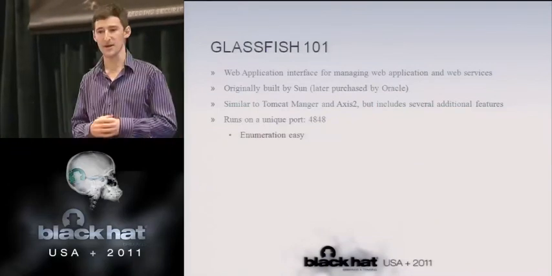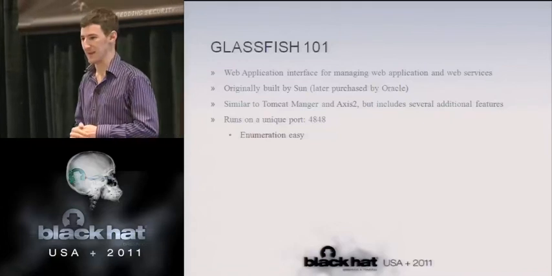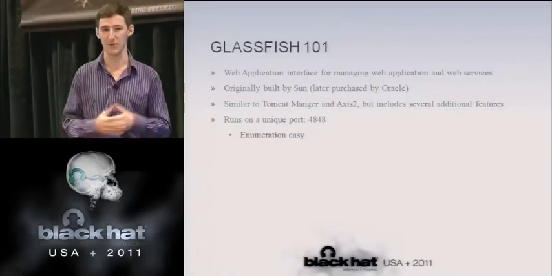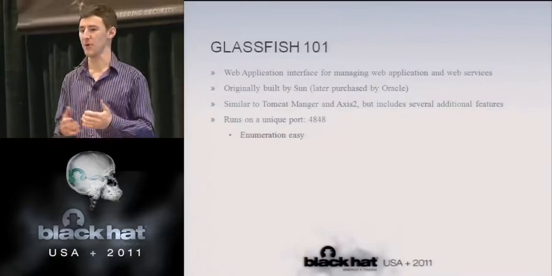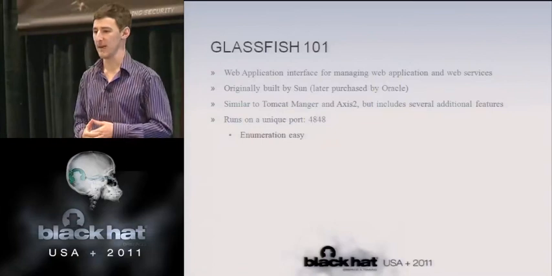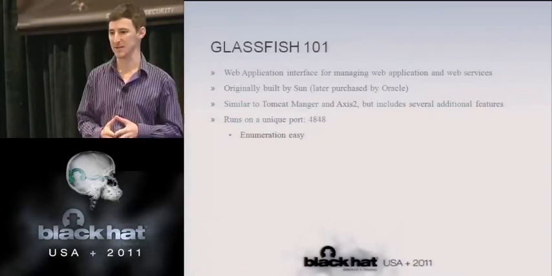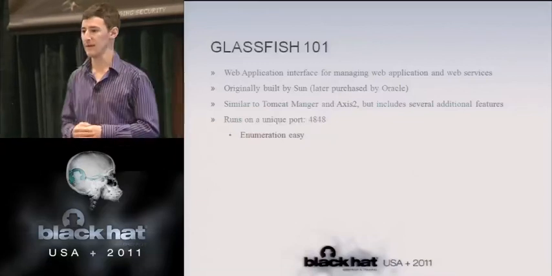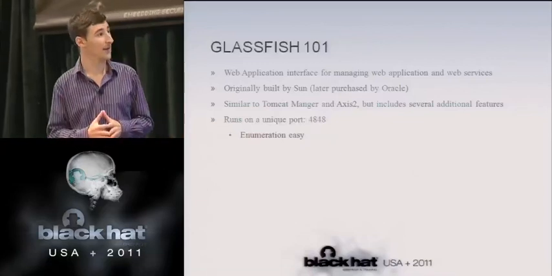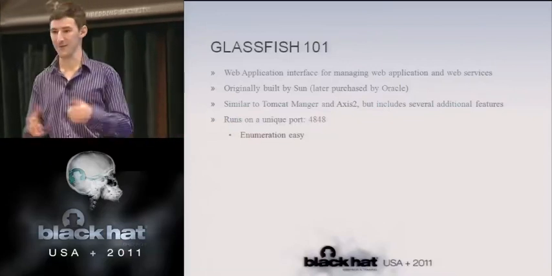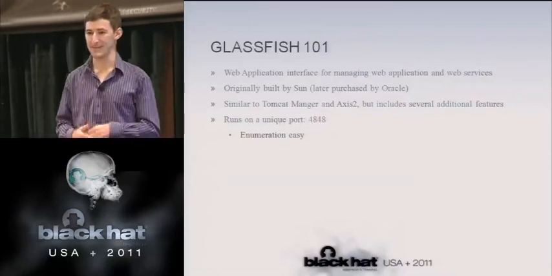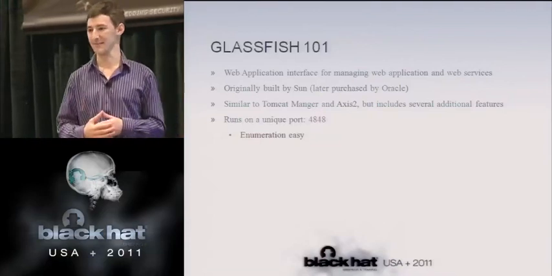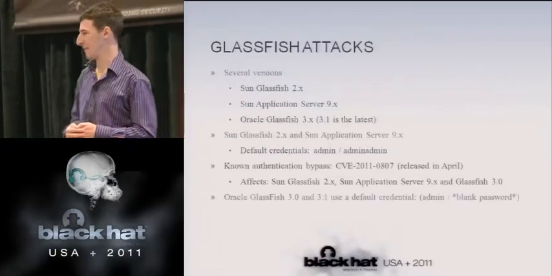Now we're going to talk about another web management interface known as Glassfish. For those of you who don't know, Glassfish is similar to something like a Tomcat Manager, but there's a whole lot more functionality. It came from the Sun organization, later purchased by Oracle, and they've done some work improving it. Recently what we've seen is that it's kind of easy to enumerate. It runs on a unique port, 4848, so it's real quick to find with an Nmap scan. If it's exposed to the internet, that's a nice potential win for you.